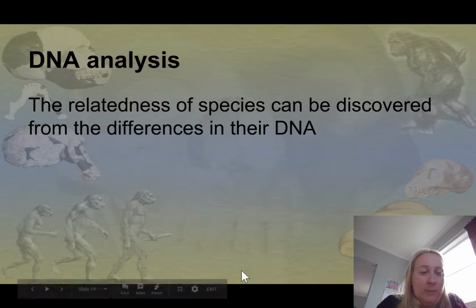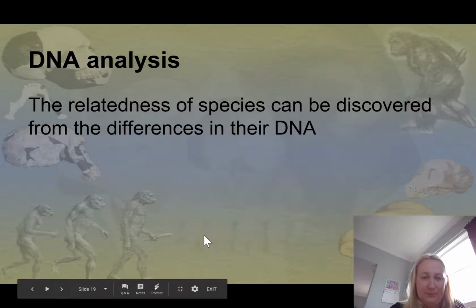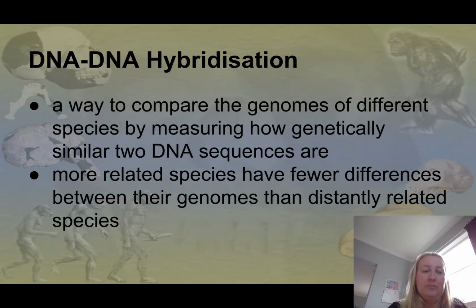So one of the new ones scientists have been using is DNA analysis. And there's been quite a few New Zealanders involved in this overseas, and we're going to talk about them a little bit later on in the unit. But DNA analysis is kind of the new one that we use. So the relatedness of species can be discovered from the differences in their DNA. One of the ways we do this is with DNA to DNA hybridization. So this is a way to compare the genomes of different species by measuring how genetically similar two DNA sequences are.